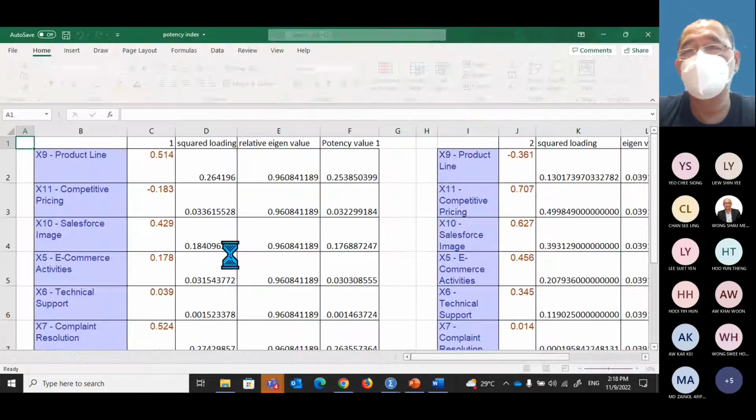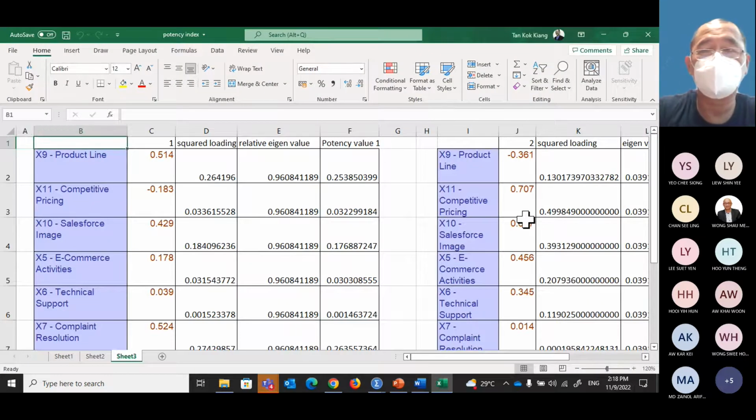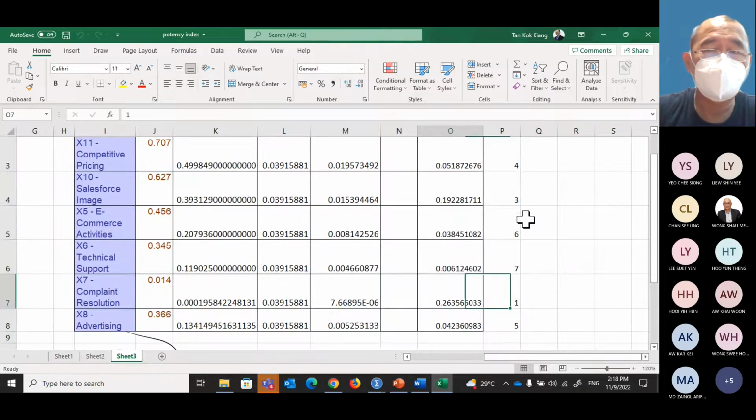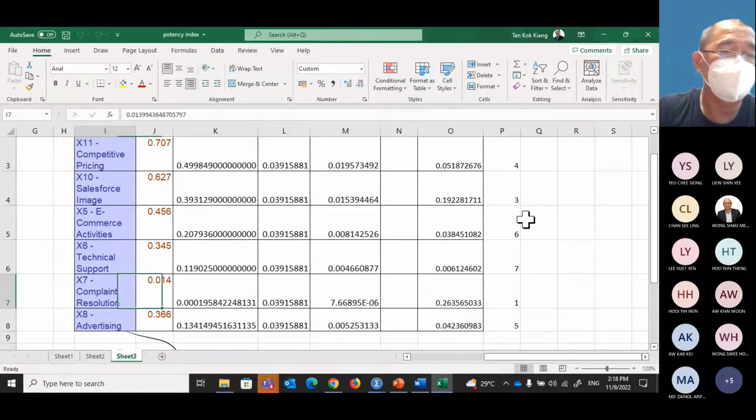Okay, so we see the first one, the ranking number 1. So this means we can use this to do the prediction. Okay, complaint. Should we discuss already? It's okay. The complaint resolution 1.